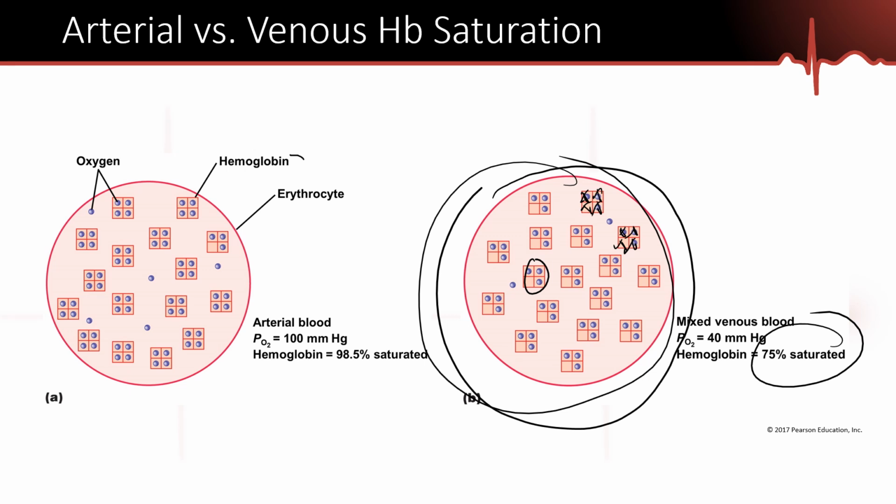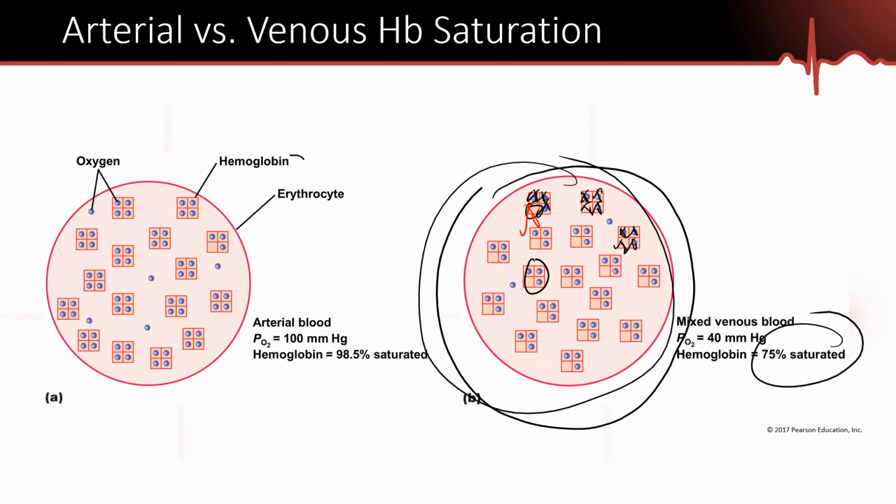Now, on average, what that would mean is that the hemoglobin proteins have 3 out of 4 oxygen molecules bound to them, right? Because every hemoglobin protein is capable of binding 4 oxygen molecules. And if hemoglobin is 75% saturated, that means every hemoglobin protein is binding 3 oxygen molecules and isn't binding a 4th, right? 3 out of 4 oxygen molecules are bound to hemoglobin, and it's missing the 4th one.